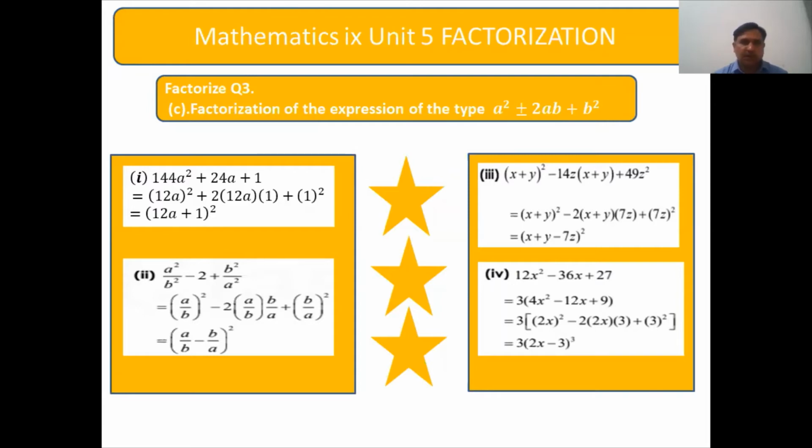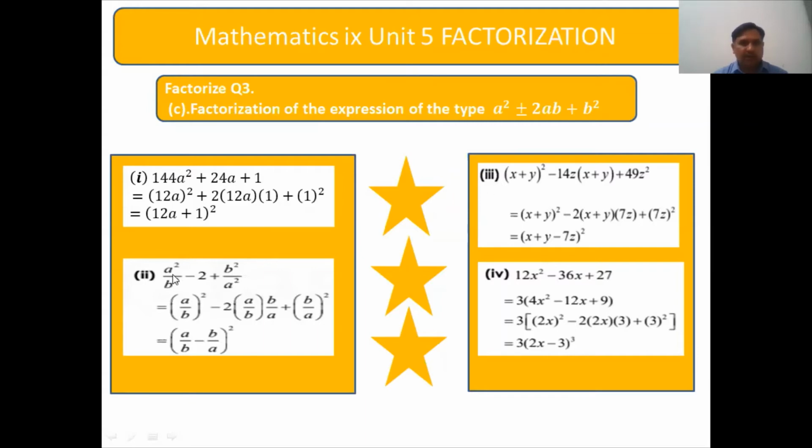So part 1, 144a square plus 24a plus 1. So 144a square can be written as 12a whole square and 1 can be written as 1 square. So here we can write this 2, the first term is 12a and the second term is 1. When we multiply this, we have 24a. So this whole expression can be written as 12a plus 1 whole square.